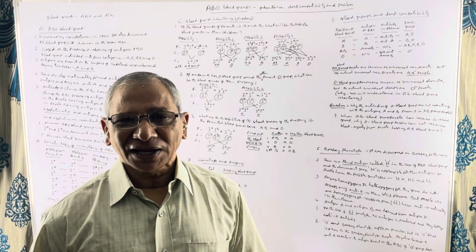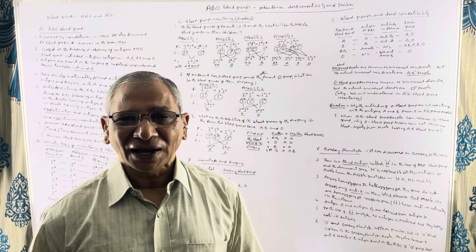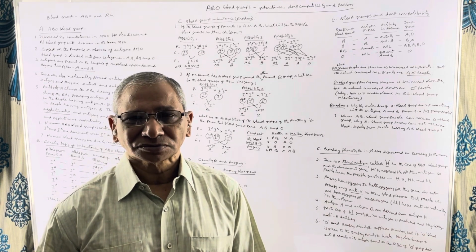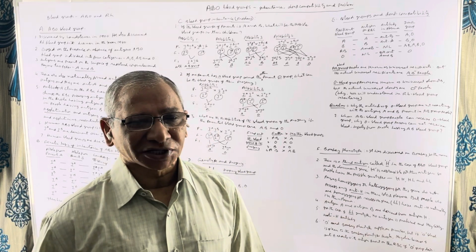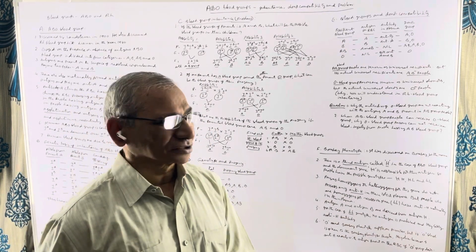If antigen A and antibody A are present, what happens? The antibody clumps or agglutinates the RBC and it causes death. That's why it is very important to infuse only the right type of blood to the patient.